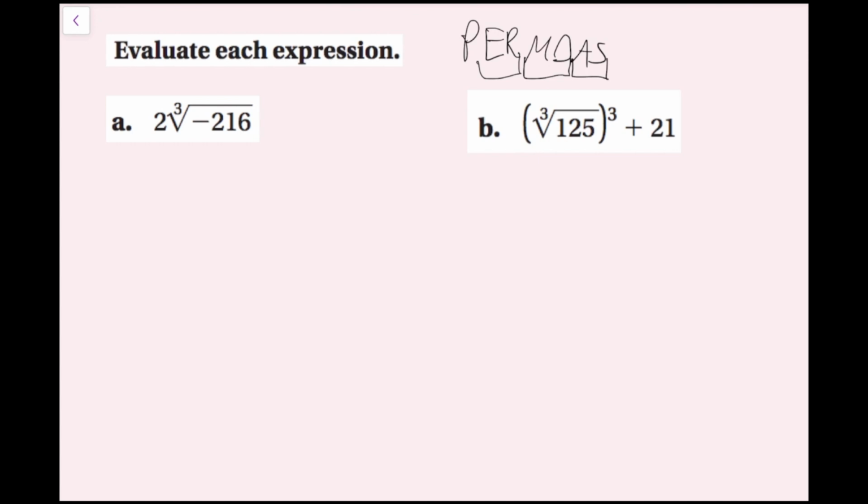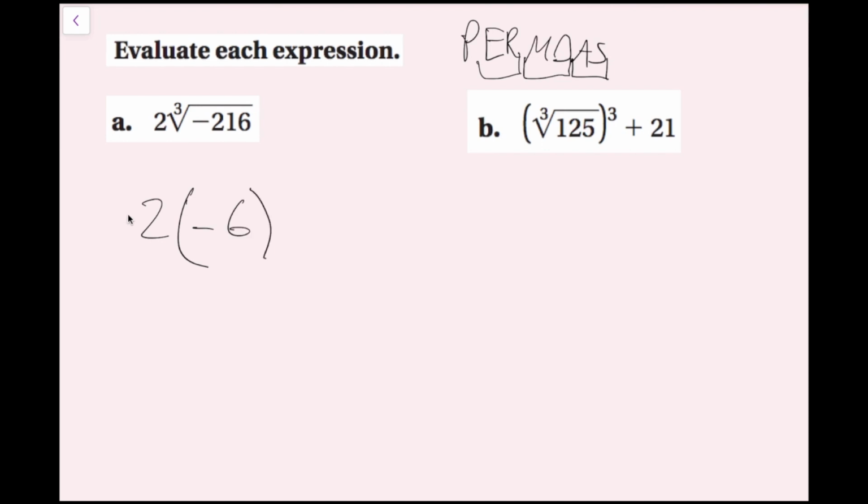Okay, so the first thing I'm going to do is take the root here, the cube root. So the cube root of negative 216, well, that's going to be negative 6, because negative 6 cubed is equal to negative 216. So this is going to be simplified as 2 times negative 6.